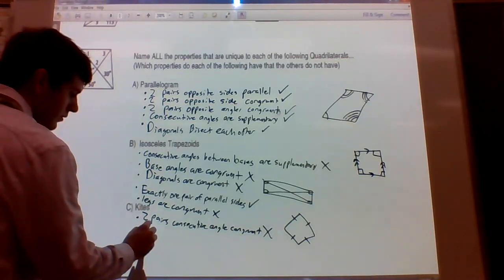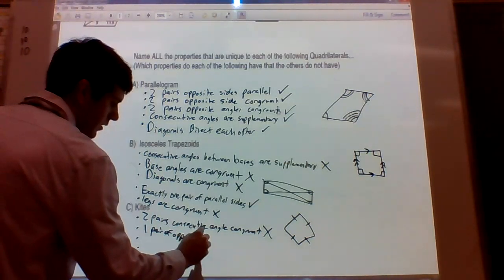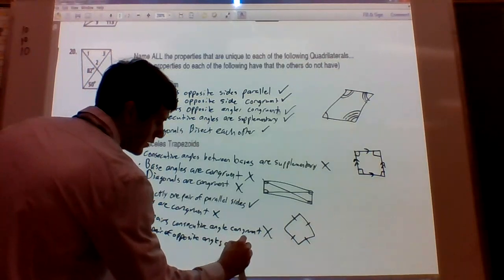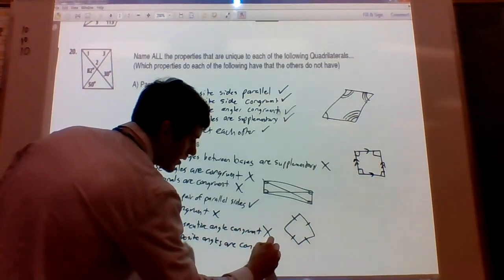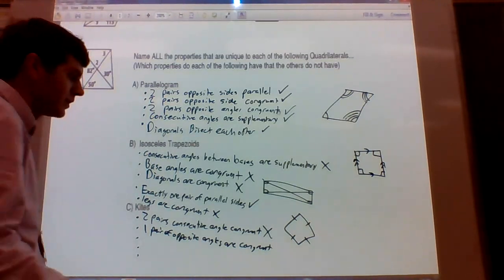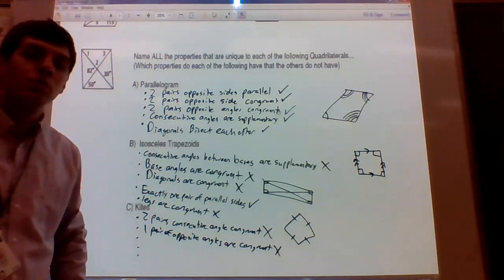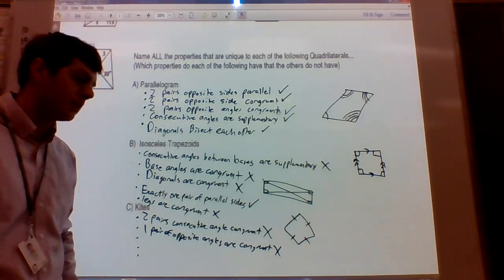This one has one pair of opposite angles that are congruent. And again, it's debatable on the semantics really here. If you were to say exactly one pair of opposite angles are congruent, then we could say, sure, that's a unique property. But if it's just having at least one instead of exactly one, then we would say no. But if you want to say exactly one pair and only one pair, no more than one pair, then it would be a unique property.